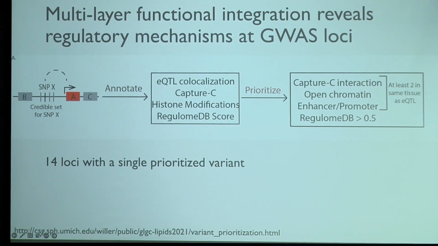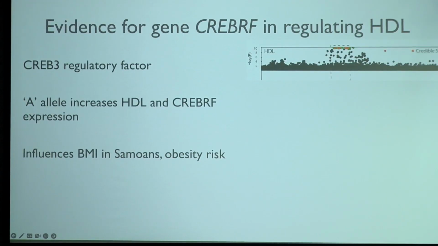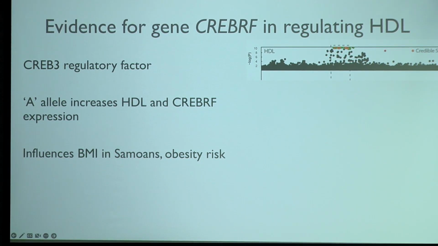What we get from these is 14 loci with a single prioritized variant, many more with anywhere between 2 and 10 prioritized variants that we have up on a browser for anyone to download and look at. Now, I'd like to present maybe one example of a gene that we annotated using this framework.